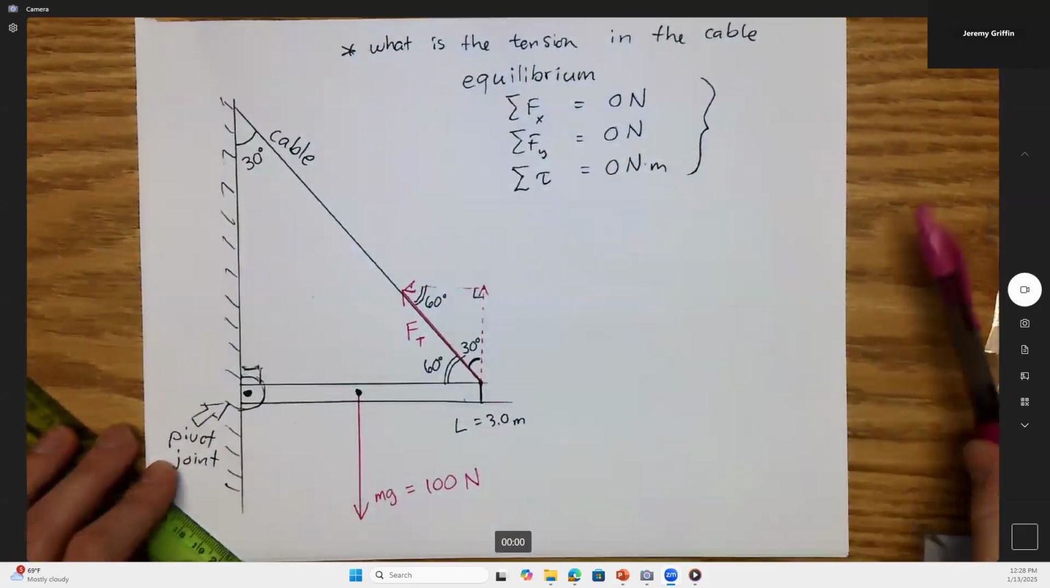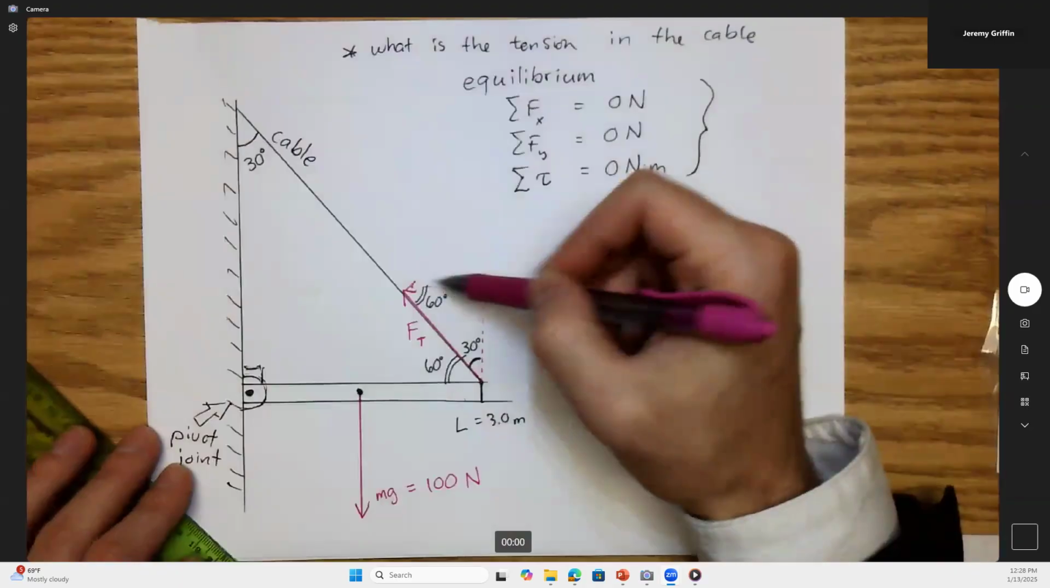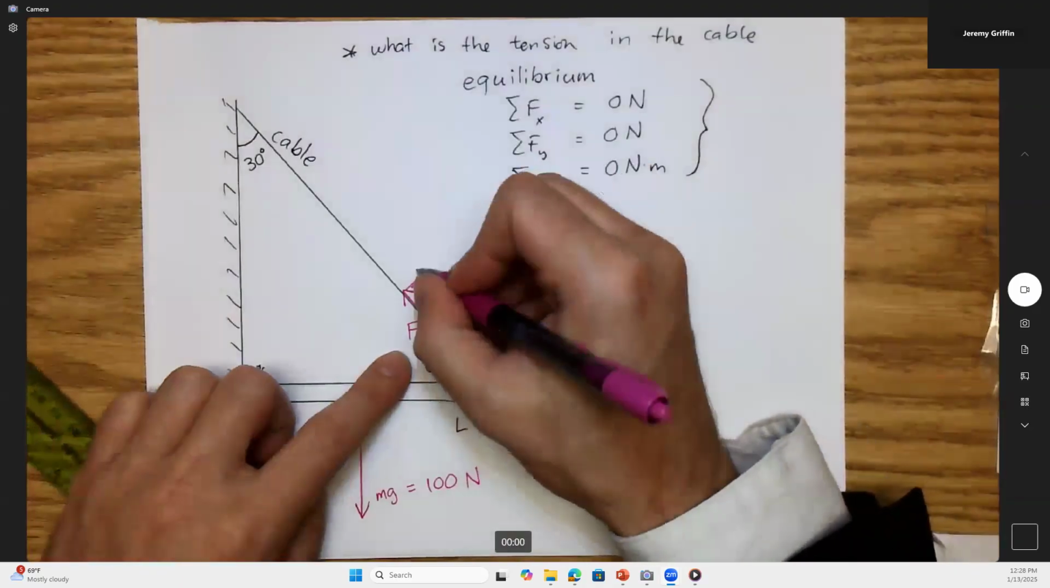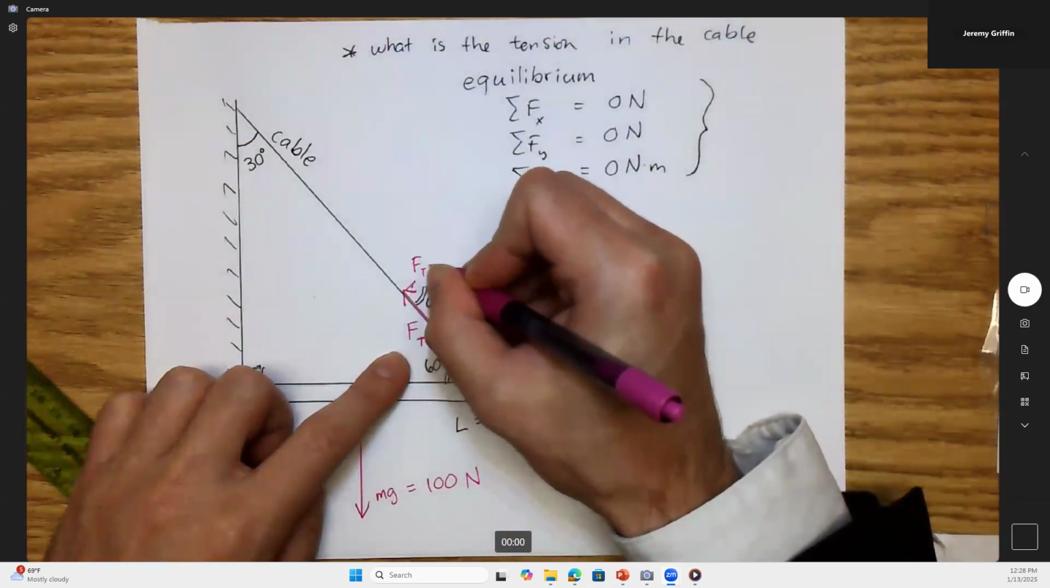That's it, right? And then, guys, would this component here be whatever the tension force, and I still don't know the tension force yet, but whatever that is, times what?